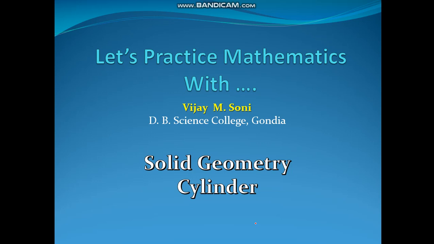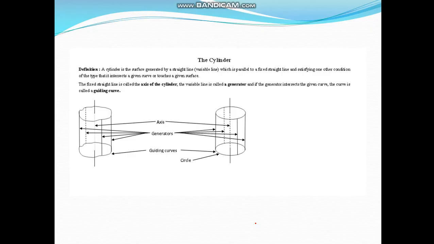Now let us start a new topic in solid geometry, that is cylinder. So first see the cylinder. What is a cylinder? A cylinder is the surface generated by a straight line which is parallel to a fixed straight line and satisfying one other condition of the type that it intersects a given curve or touches a given surface.